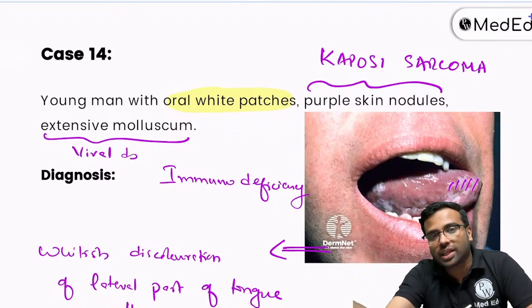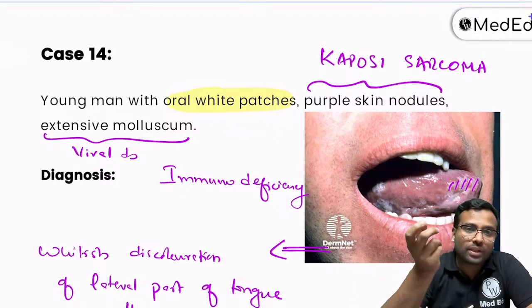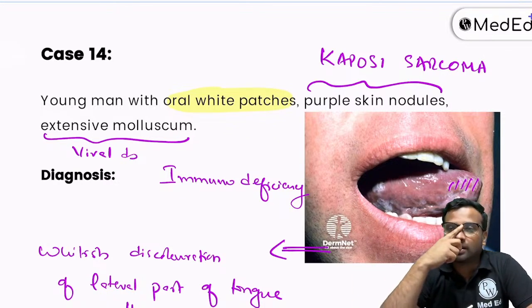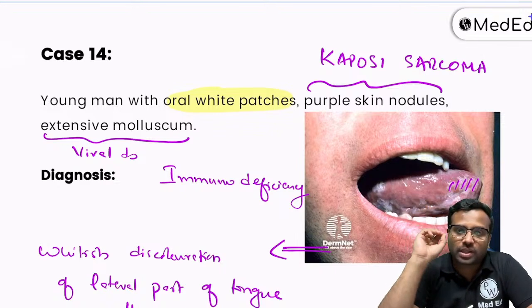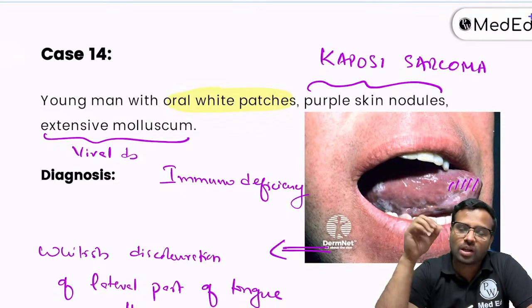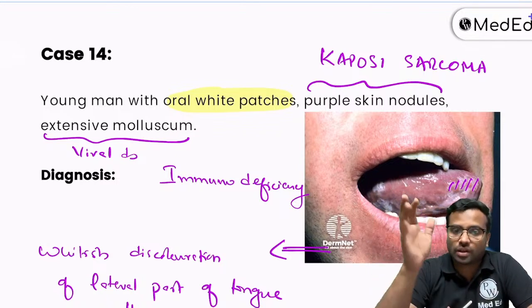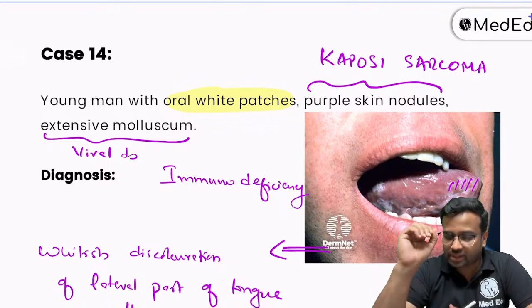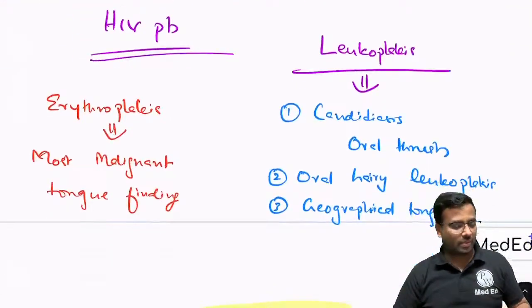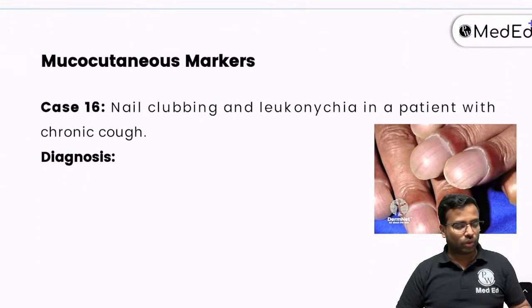Multiple opportunistic infections can also be seen over the skin, like Penicillium marneffei, Talaromyces marneffei and all. Those are going to be some kind of deep fungal infections which can be seen in HIV patients. So all these things can be seen in HIV. So now let's move to the next one.